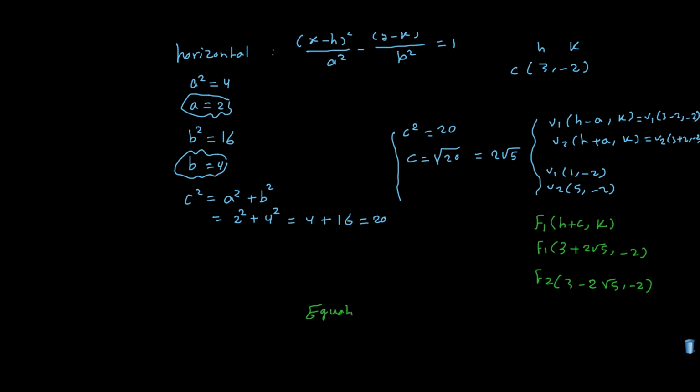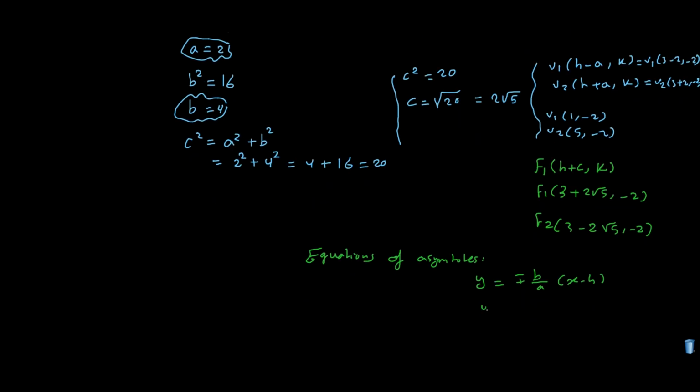Also, the equations of the asymptotes. Y equals plus or minus. This is a horizontal hyperbola, so the equation is y equals plus or minus b over a times x minus h. Just substitute here: y equals plus or minus, b equals 4, a equals 2, and h equals 3. This is y equals plus or minus 2 times x minus 3. If we simplify this equation, we can get it here.